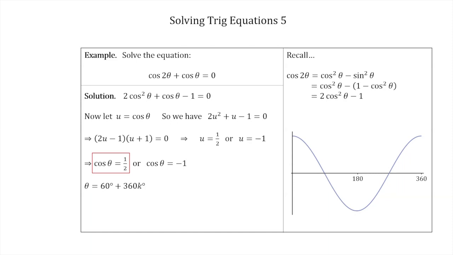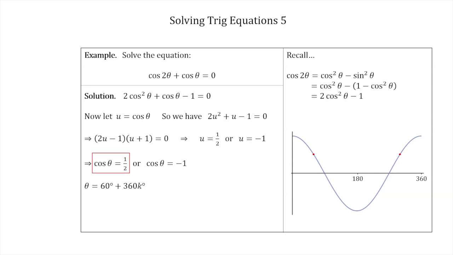But are there any more solutions in that principal range from 0 to 360? That's the question. So if you look at this graph, if there was a line cutting the y-axis at 1/2, because remember we're trying to find values of theta that give us cos theta equals 1/2, well, if we drew a line, it'd cut the graph about here at this red dot. So that's our 60, but it would also cut it over here. There's another solution.